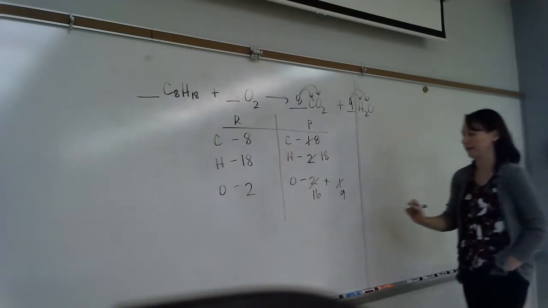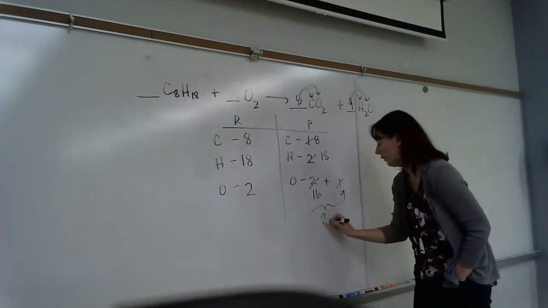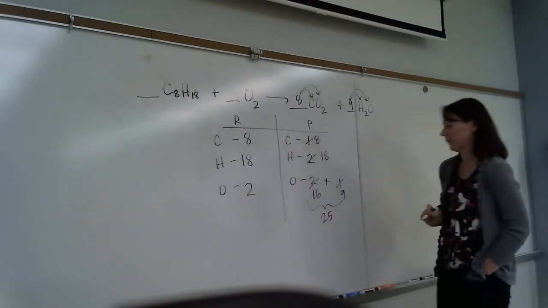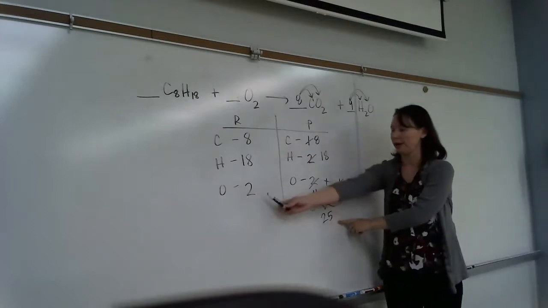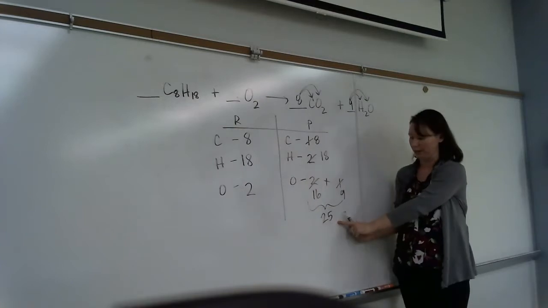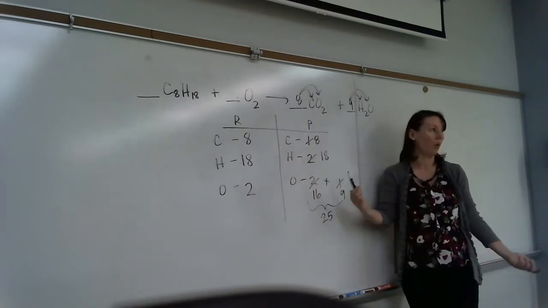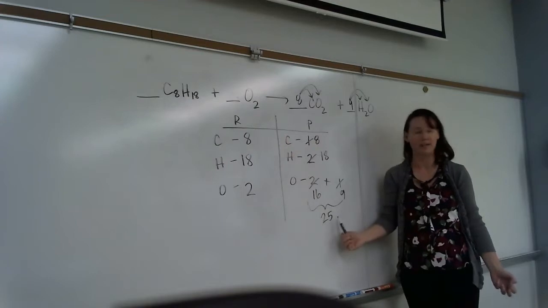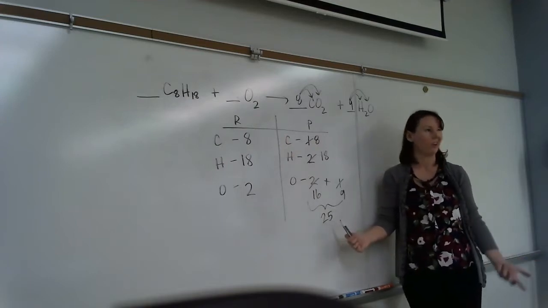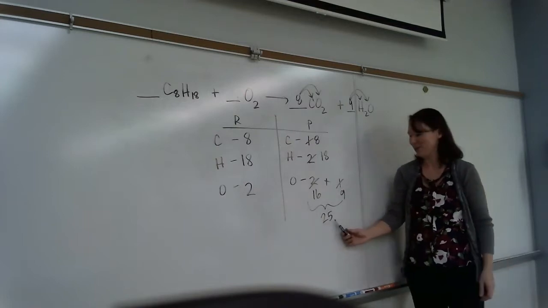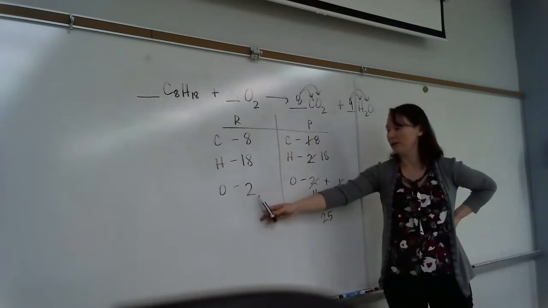16 and 9 is 25, right? Is 25 a multiple of 2? No, it's not. So this is the scenario you run into from time to time, where you're trying to turn a number into a number which isn't a multiple of it, right? 25 is not a multiple of 2. There's no whole number that I multiply 2 by and I get 25.